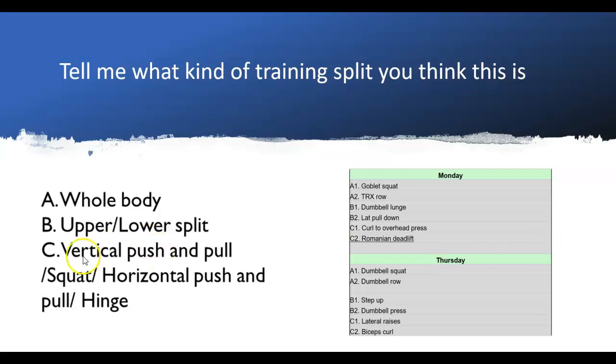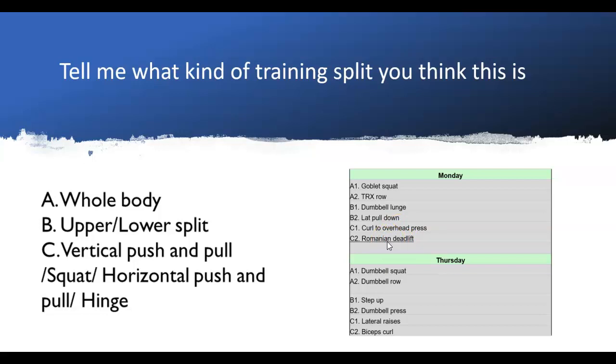And I'm sorry, I probably should have said C is like day 1 is vertical push and pull, day 2 is squat. So I apologize for that. So it can't be upper and lower body because these exercises include upper and lower body in one day. This is a whole body split because look at day 1: goblet squat, lower body; TRX row, upper body; dumbbell lunge, lower body; lat pull down, upper; curl to overhead press, upper; Romanian deadlift, lower.